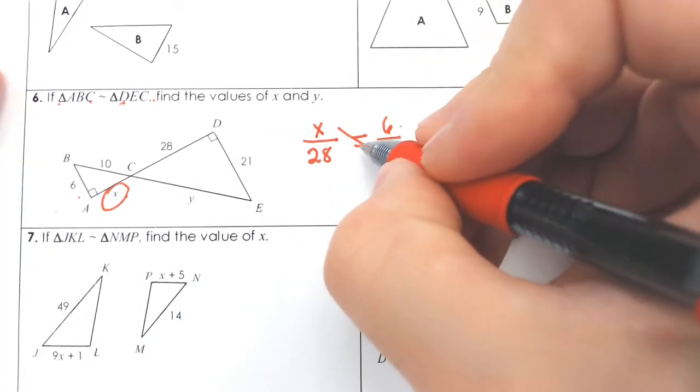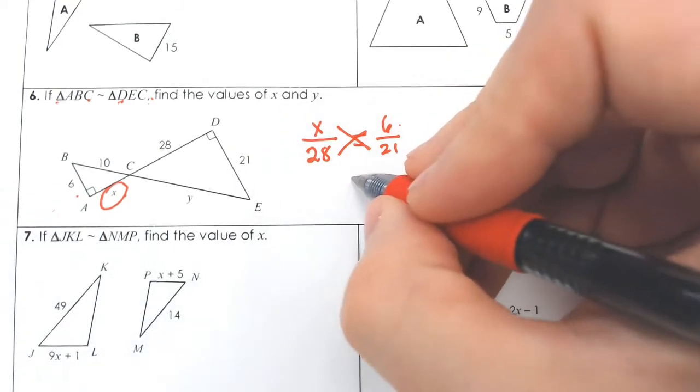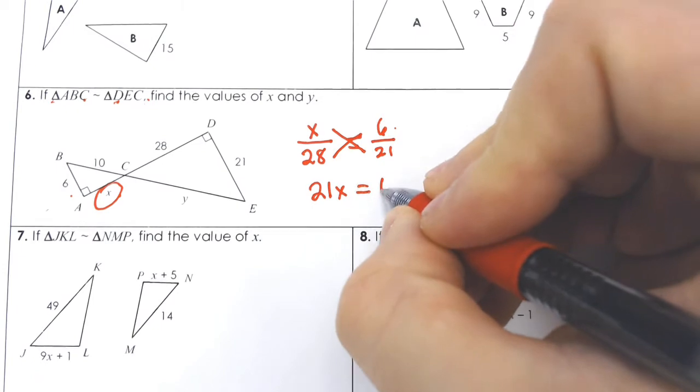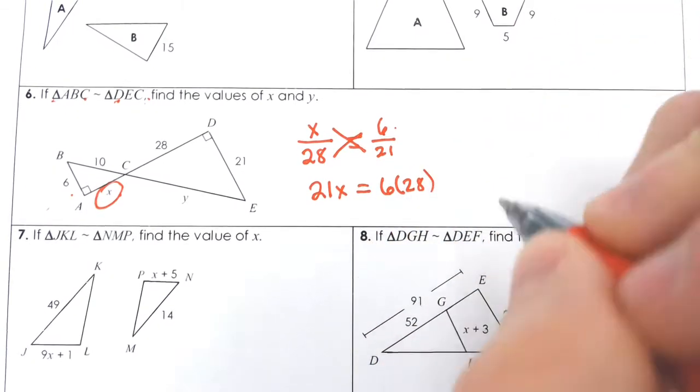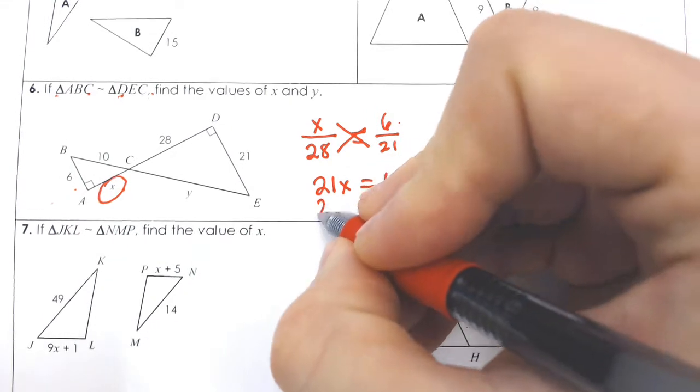And then all you have to do is cross multiply. So we are going to have to take the 21 and multiply by X, and that is going to equal the 6 multiplied by 28. Okay? So we have to do 6 times 28. Let's see what 6 times 28 is. It is 168.